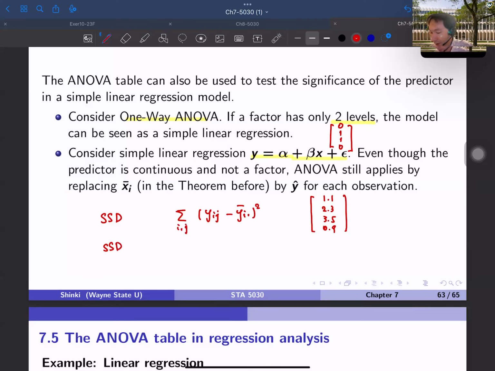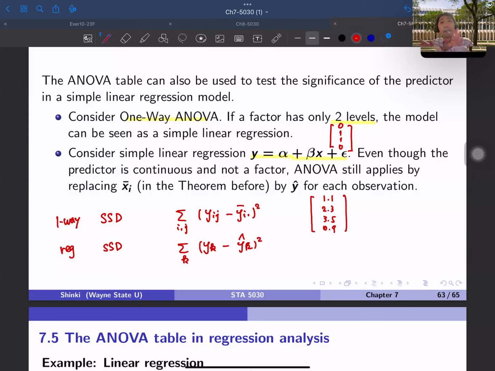But for a regression model, in one-way ANOVA we define the sum of squared deviations as this, but for regression we can just use yi. We just have one index here, but maybe I use k, the yk minus the y hat of k. Then we can use it in a similar way.